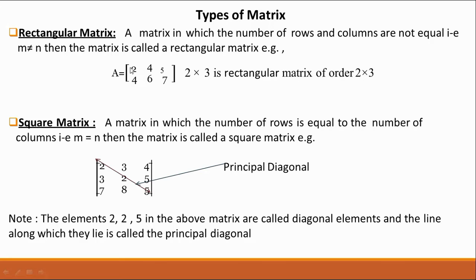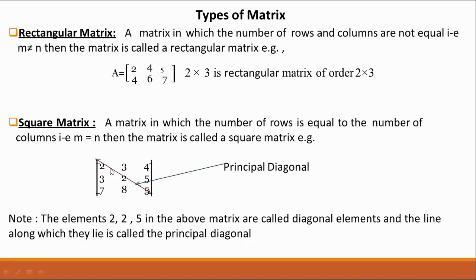For example, in this matrix there are 2 rows and 3 columns: first column, second column, third column. So the order of this matrix is 2 by 3. From this order we notice that the number of rows and the number of columns are not equal. So this is a rectangular matrix. Now a square matrix. A matrix in which the number of rows is equal to the number of columns, that is m is equal to n, is called a square matrix. Dear students, simply notice the number of rows and the number of columns. If they are equal, the matrix will be a square matrix, and if they are not equal, then the matrix will be a rectangular matrix.